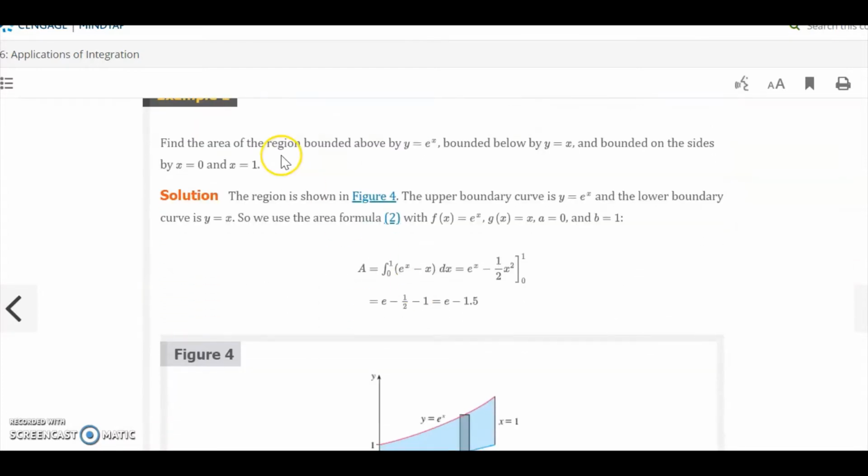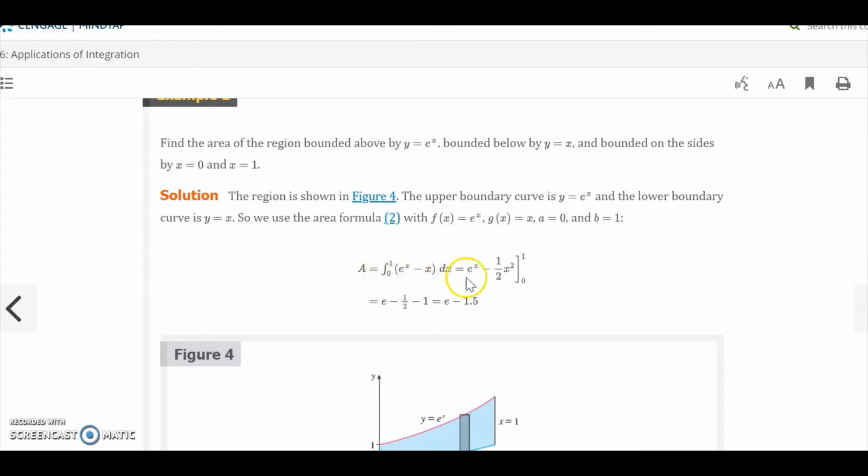Alright, so for example 1, it says find the area of the region bounded above by y equals e to the x, bounded below by y equals x. So they tell you which one is the top function, which one's the bottom. So we know we're going to be taking e to the x minus x. And so we're looking between 0 and 1. So we know we're going to be integrating from 0 to 1 and subtracting the difference between those two functions.